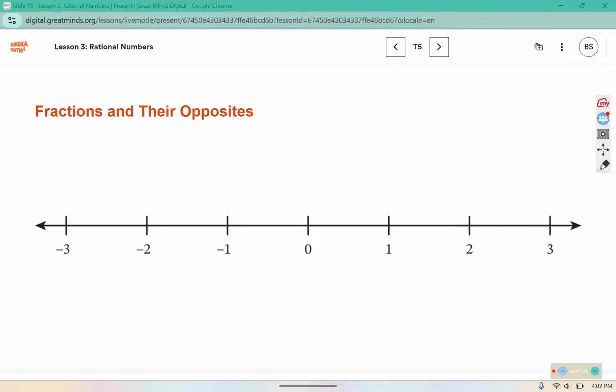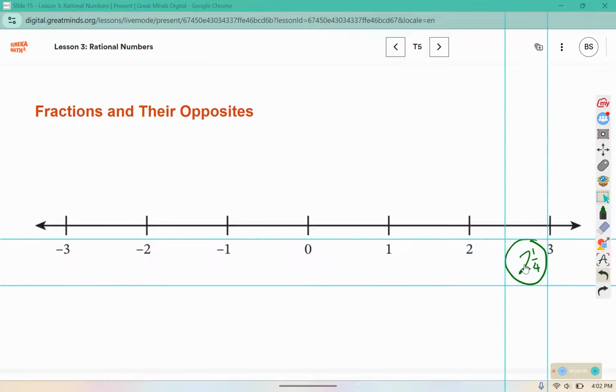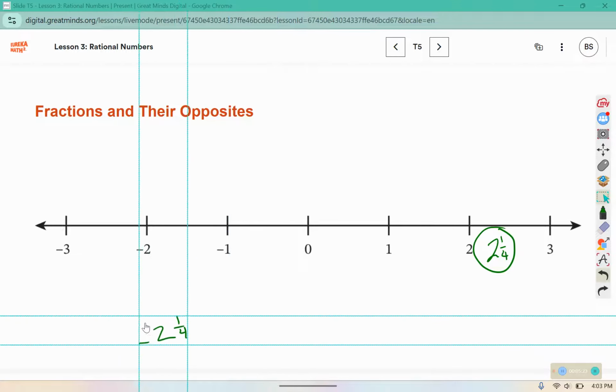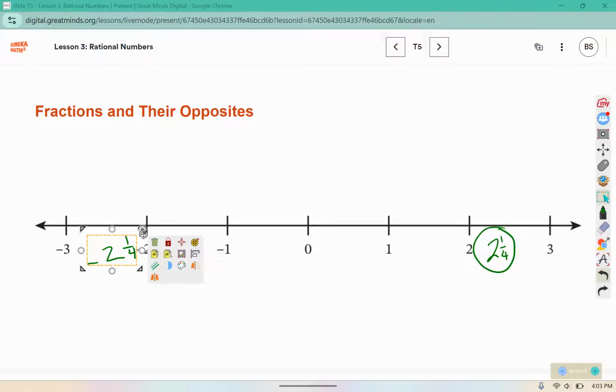Where would the number 2 1/4 be placed on the number line? This is bigger than 2 and smaller than 3, so it's going to be placed just to the right of 2. The opposite would be negative 2 1/4, which is going to be in between negative 2 and negative 3, but again closer to negative 2.